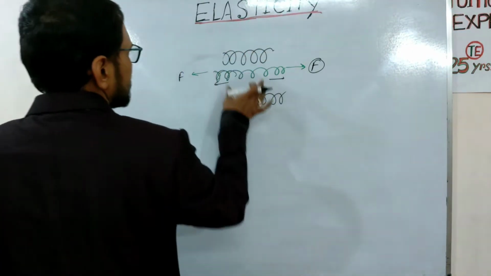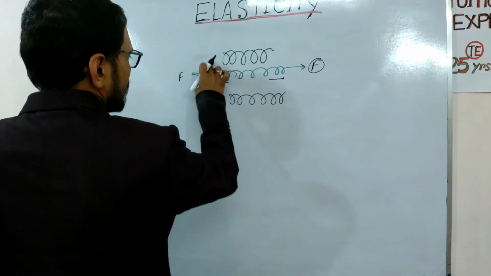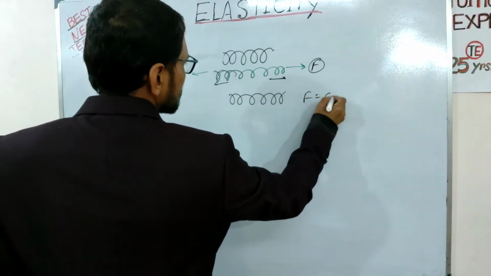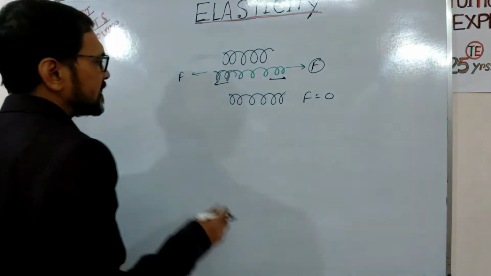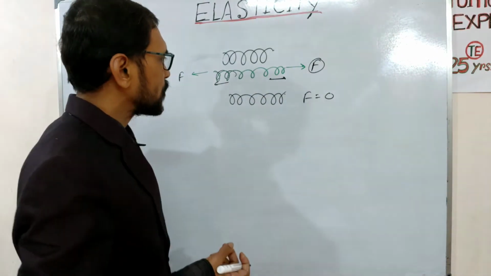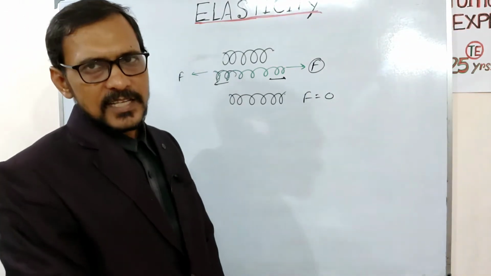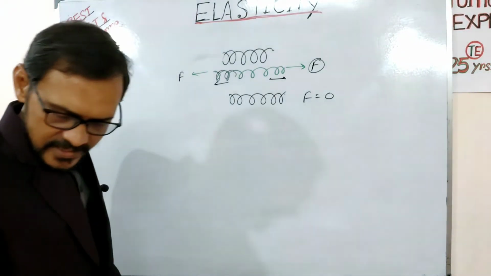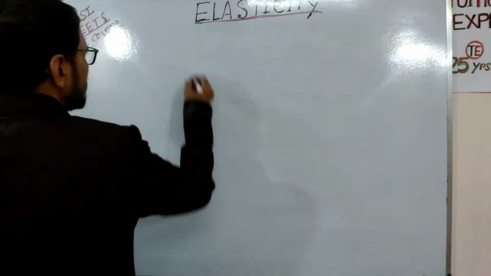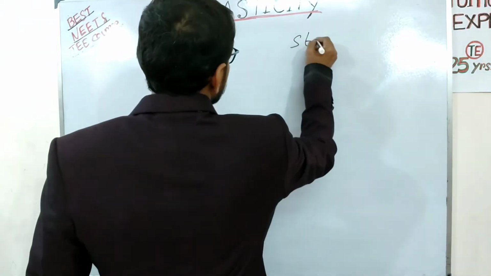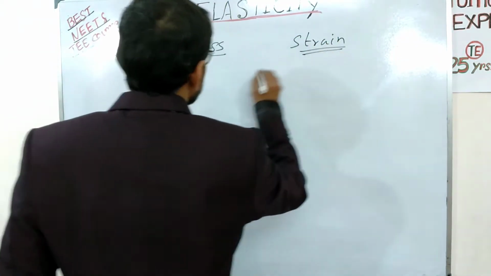Suppose this is the object and the external force is applied, then the body extends somehow, and if the external force is withdrawn, then the body regains its original position. So the property of the body to regain its original position is called the elastic property. Now for elastic property, we use two terms. One is stress and another term is strain. Two important terms, stress and strain.